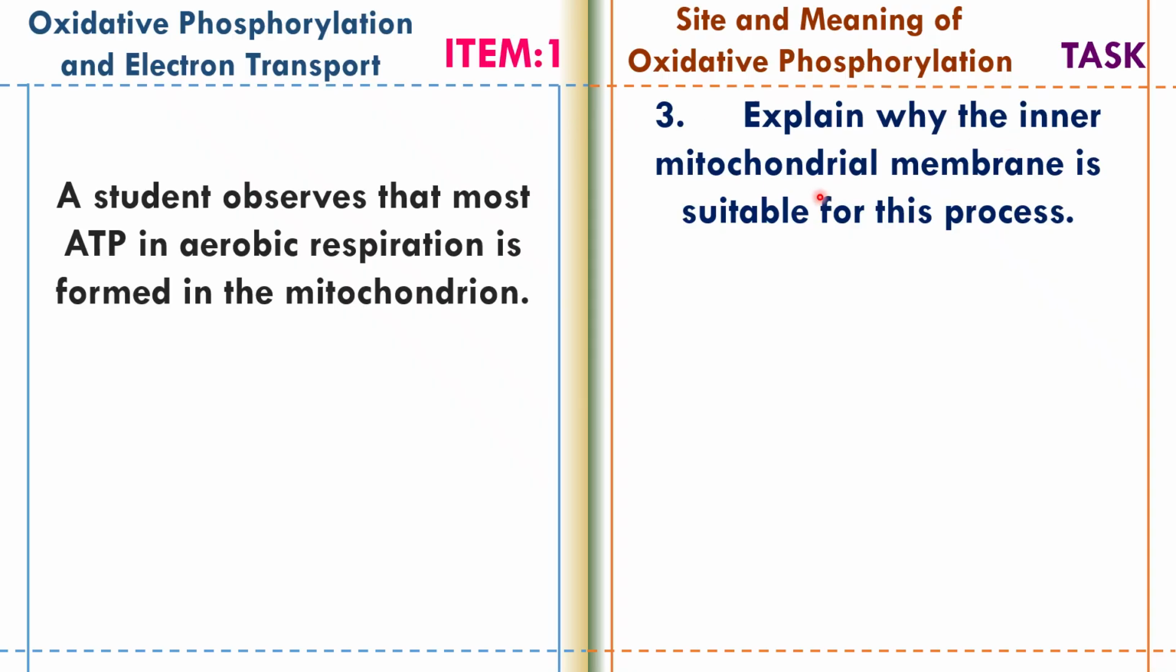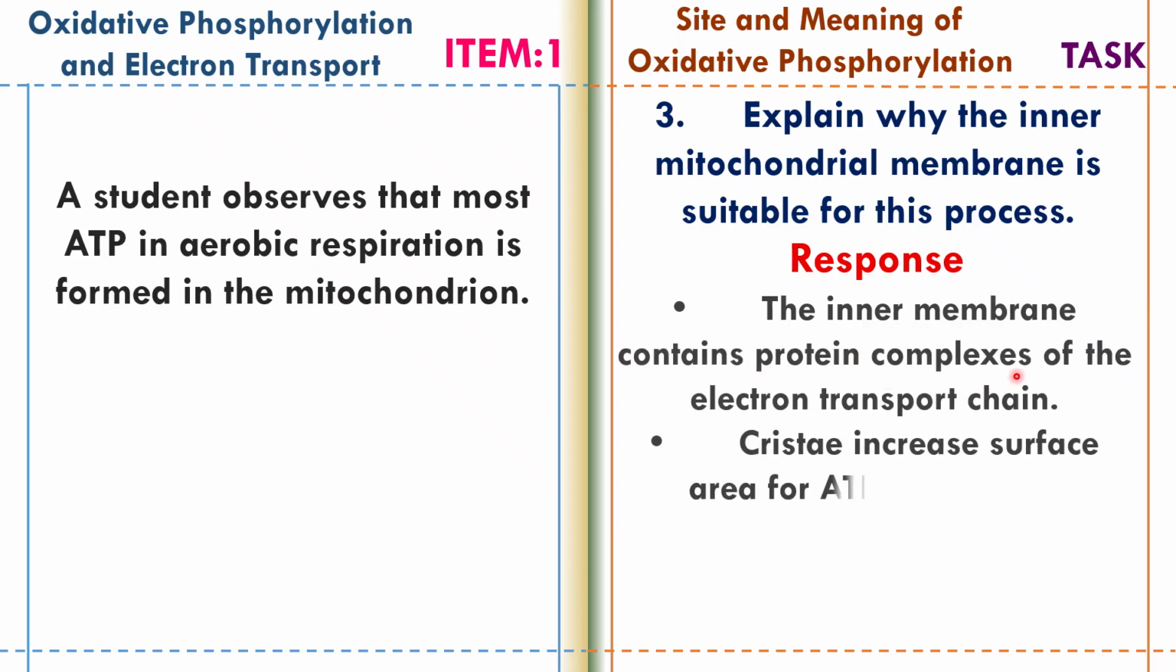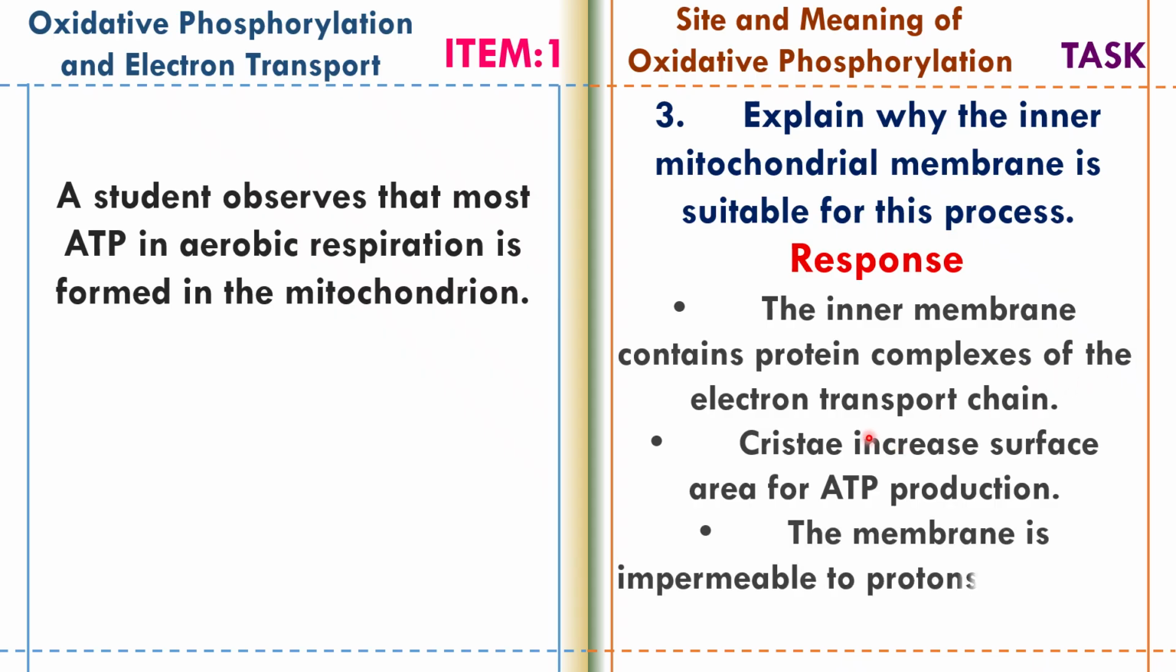Explain why the inner mitochondrial membrane is suitable for this process. The inner membrane contains protein complexes of the electron transport chain. Cristae increase surface area for ATP production. The membrane is impermeable to protons, allowing formation of a proton gradient.